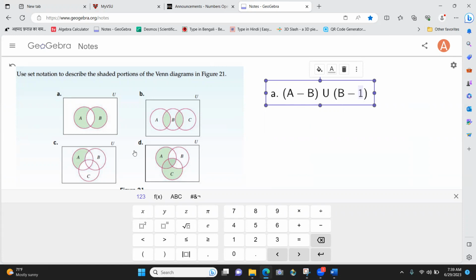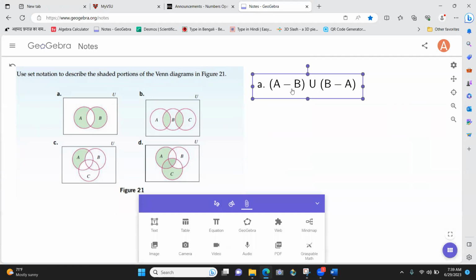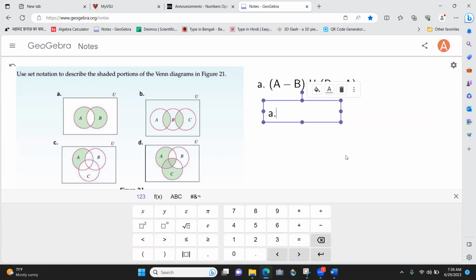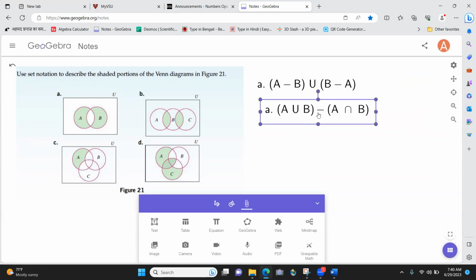Now, is that the only way you can do it? Not really. There are multiple ways you can do it, and I'll show you how else you can represent part A. Here is another version of part A. It is A union B minus A intersection B. Sorry, there's no C. So both are correct. Okay. All right. So that's A.